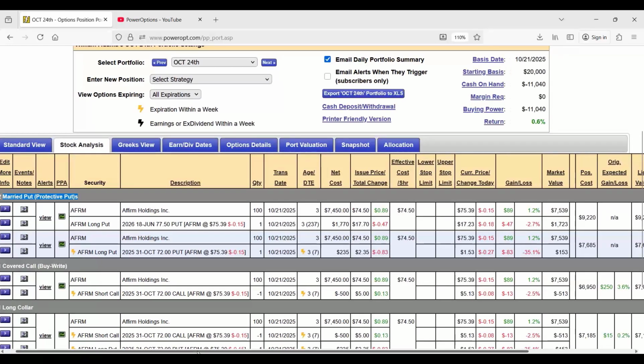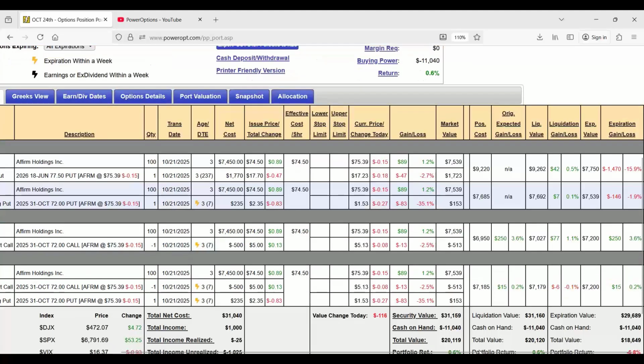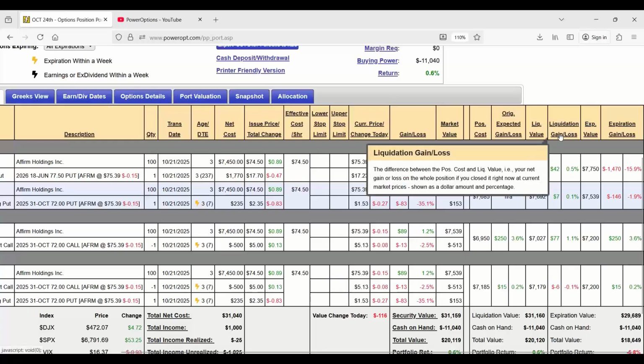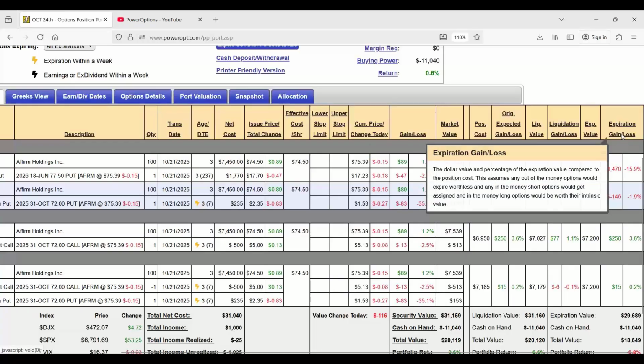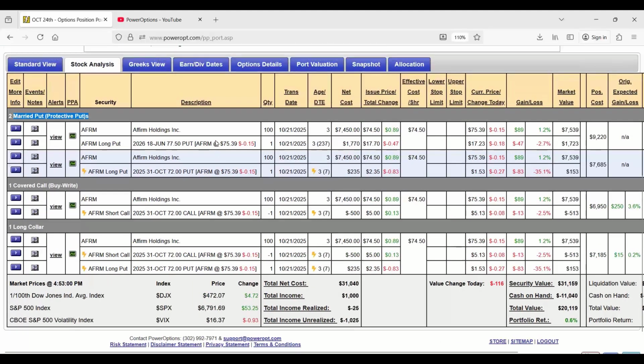But over here to the side, we have where we stand right now with our positions. What is my current liquidation gain or loss? What's my future expiration gain or loss? And the best one right now is the in-the-money covered call. I'm not going to lie to you, because the stock hasn't shown that much movement.